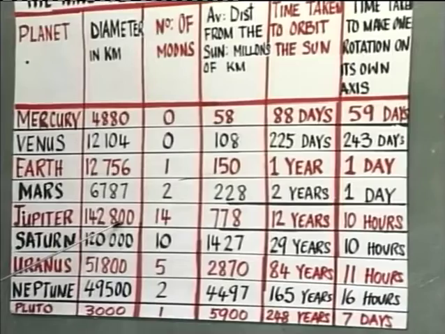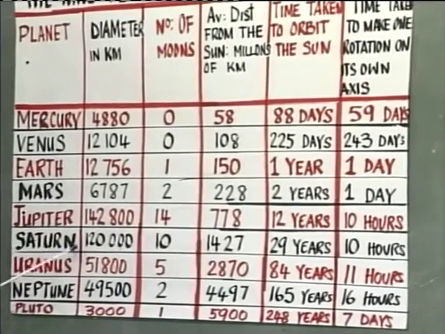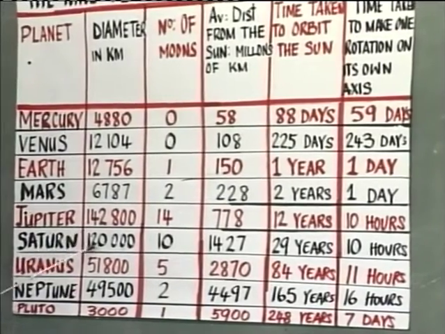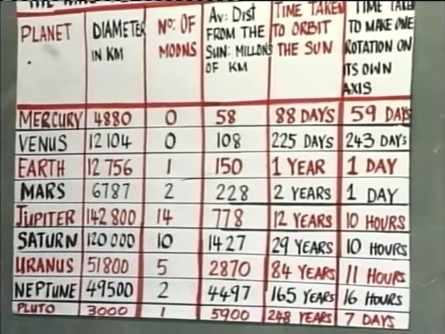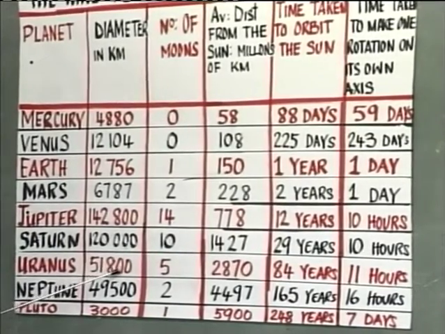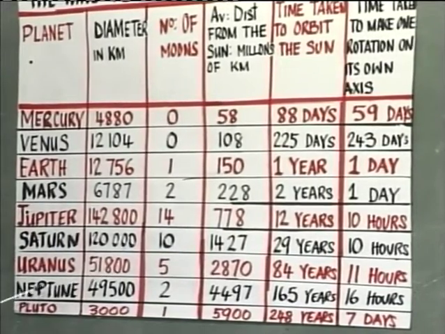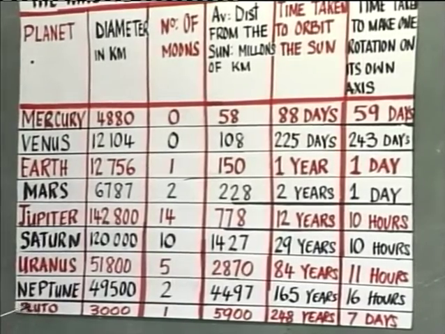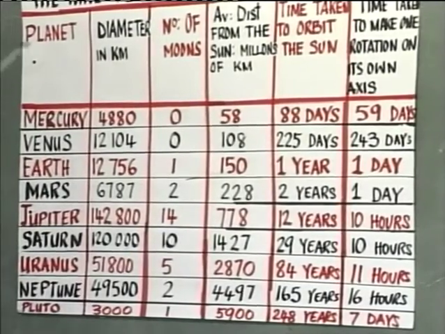Jupiter, 142,800 kilometers. Saturn, 120,000 kilometers. Uranus, 51,800 kilometers. Neptune, 49,500 kilometers. And Pluto, 3,000 kilometers in its diameter.